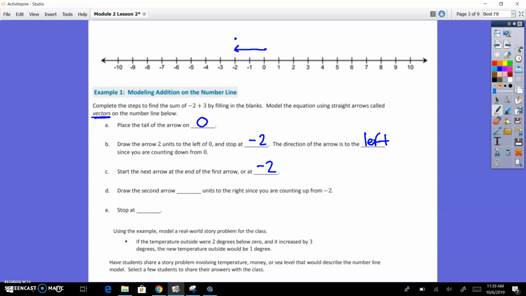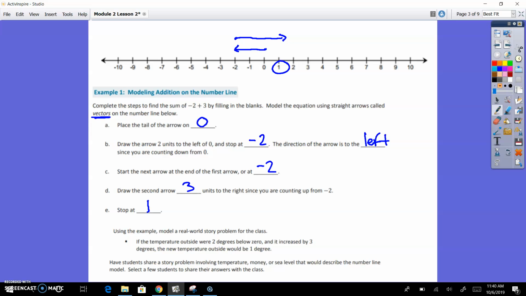Draw the second arrow blank units to the right since you're counting up from -2, and so we were counting up, it said plus 3, so we're going to go 3 units. 1, 2, 3 to the right, and we put that arrow sign there. So draw the arrow 3 units. And we are going to be stopping at a positive 1. Okay, so that was our sum.